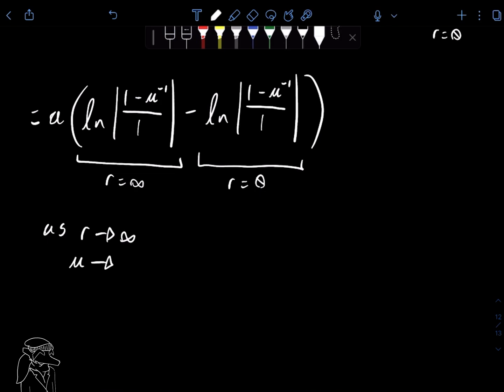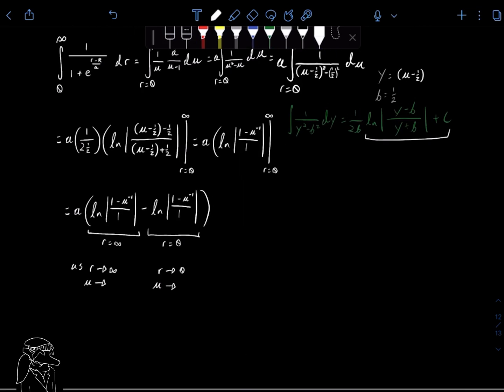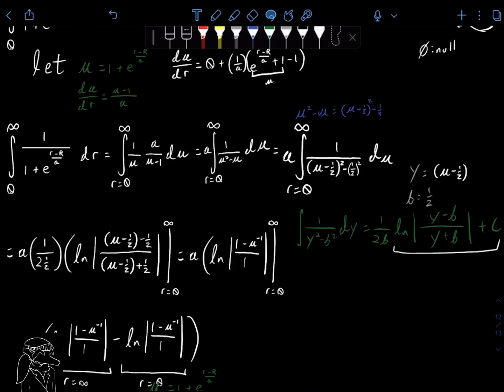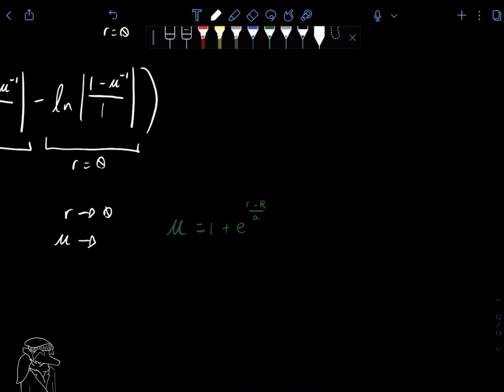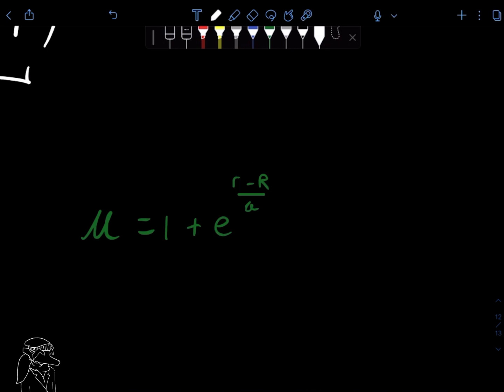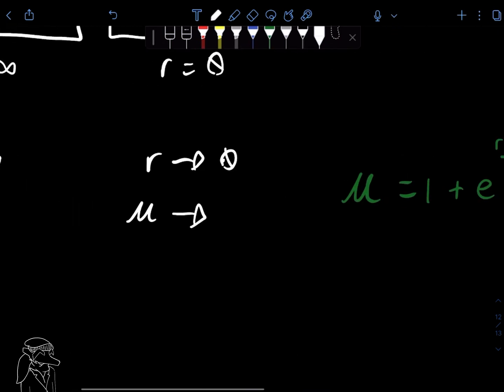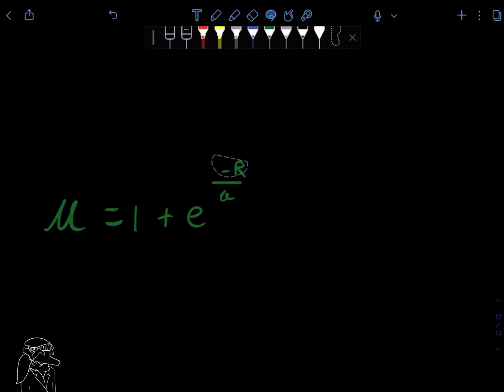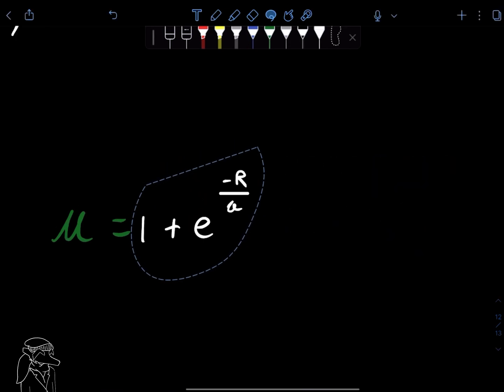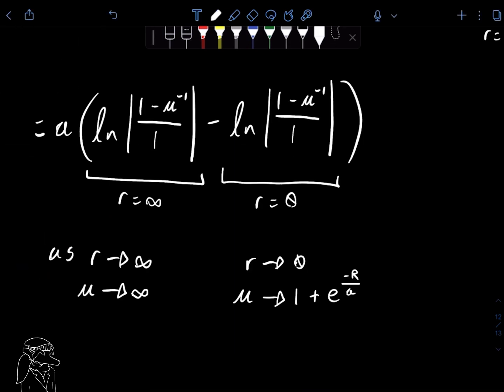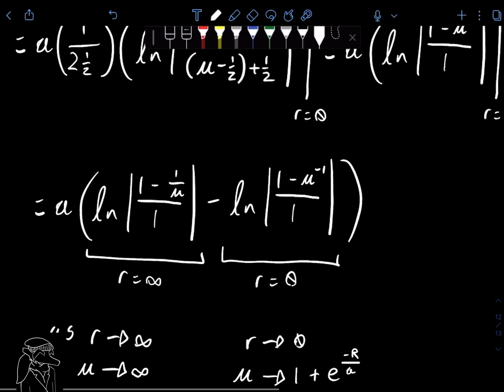I'm going to solve for u in terms of r for each of the two bounds. Taking the definition, as little r approaches infinity, the exponent blows up, and u approaches infinity as well. But if little r is 0, then, well, I'm just going to steal this. By rewriting u to the negative first power as 1 over u, it becomes fairly obvious that this half of the expression approaches ln of 1, otherwise known as 0. The other half, I'm going to rewrite.